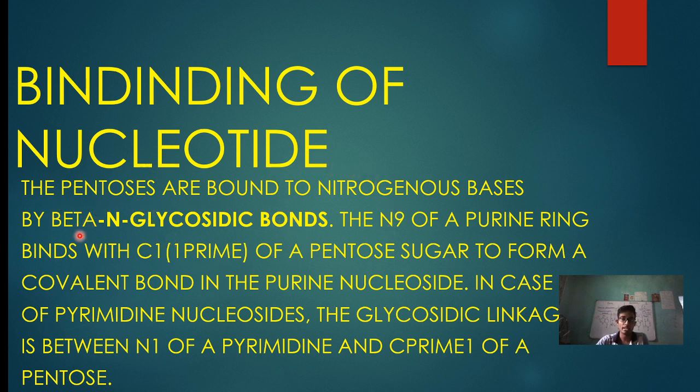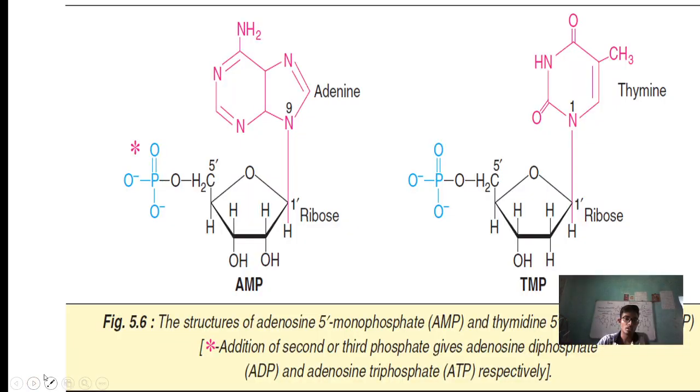In the case of pyrimidine nucleotides, the glycosidic linkage is between N1 of the pyrimidine and the C1 prime of a pentose. Let's see. Here you can see the N9 and the ribose 1 prime. They are also attached by the beta N-glycosidic bond. But here there is another glycosidic linkage in the case of the 1 prime of ribose and N1.